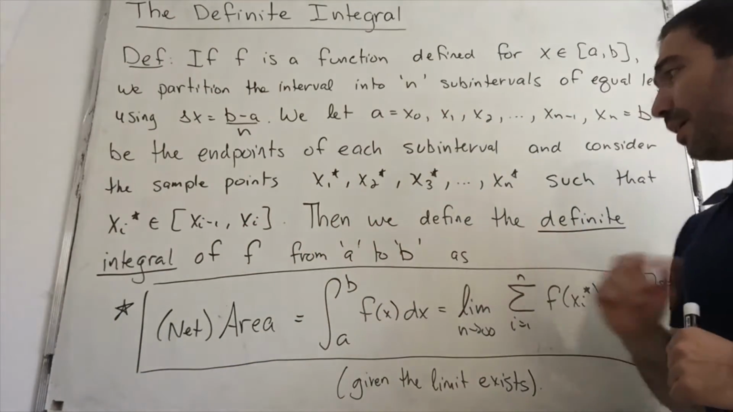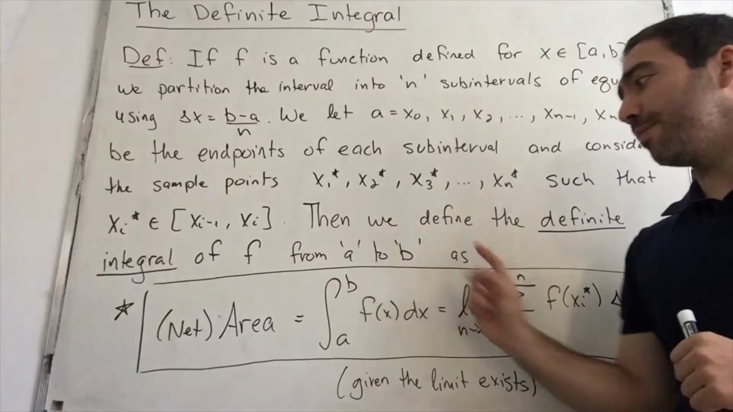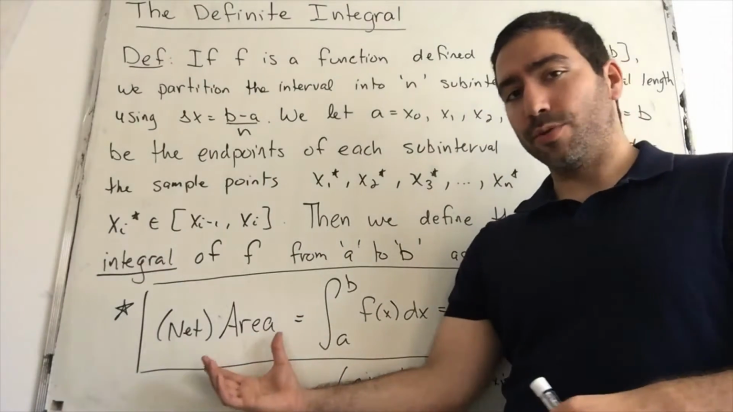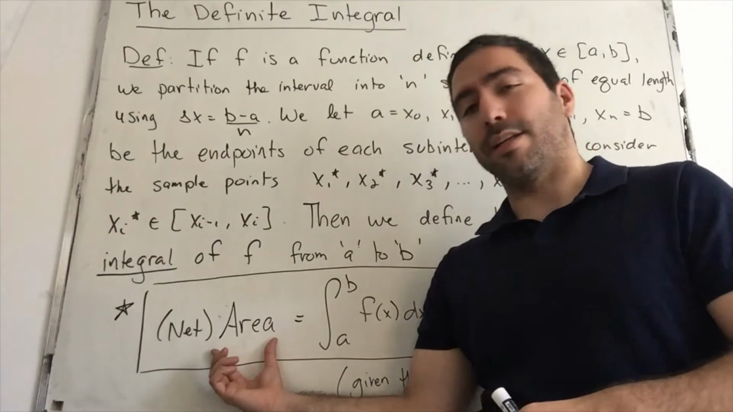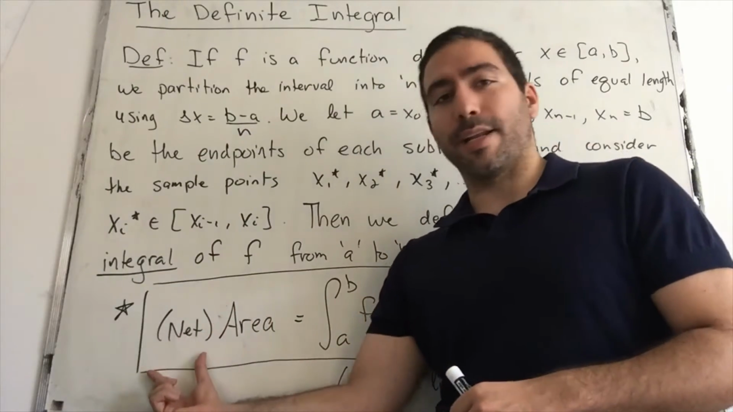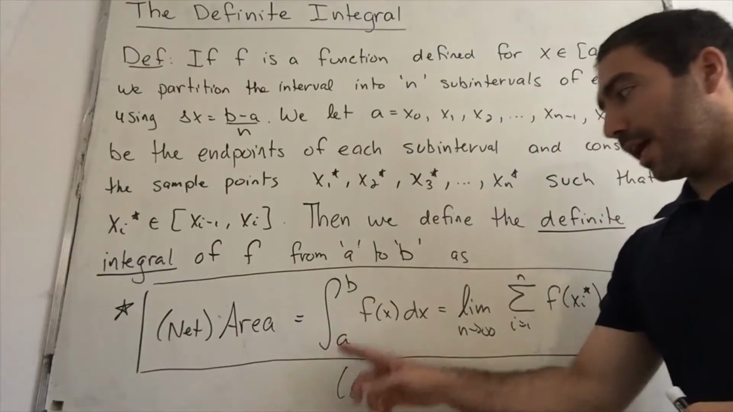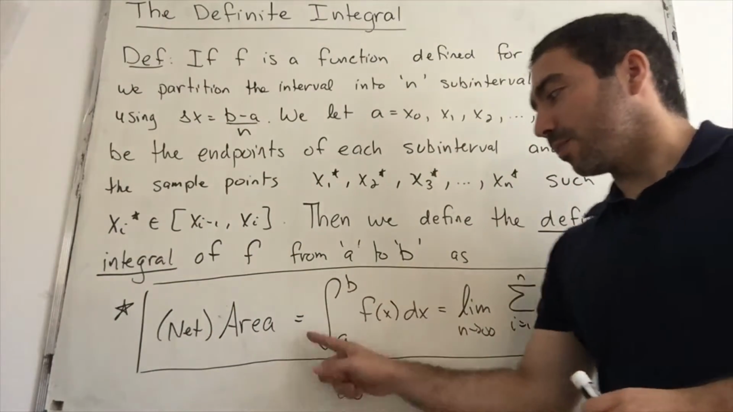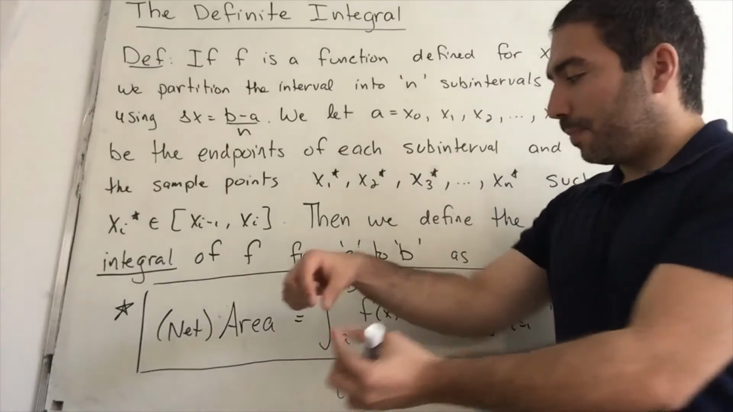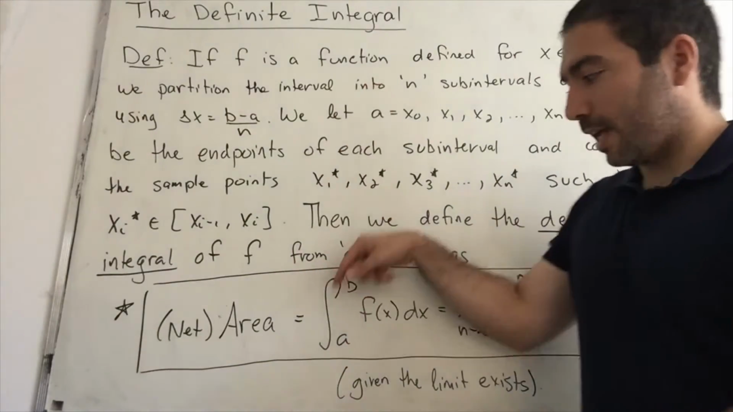Then we could define the definite integral of f from a to b as this. Make sure you have this written down. I'm calling this not just the area, but the net area. I'll explain why later. The symbol we're using is the integral sign. It looks like an S symbol, but stretched out. So it's like an S but stretched.